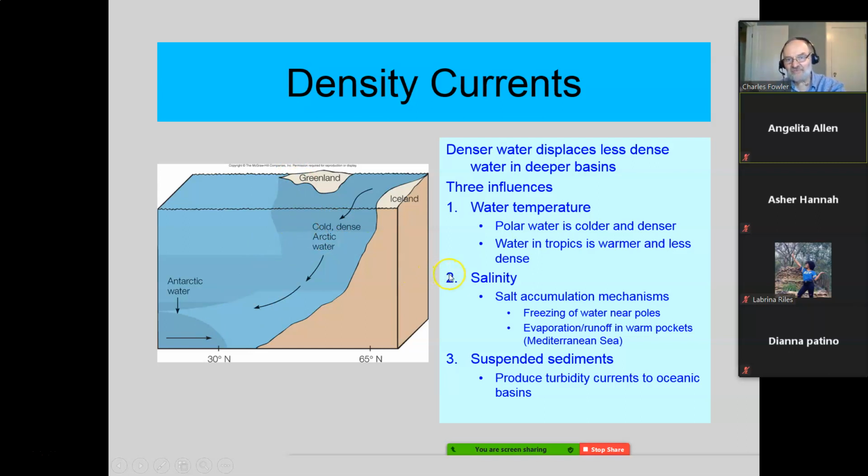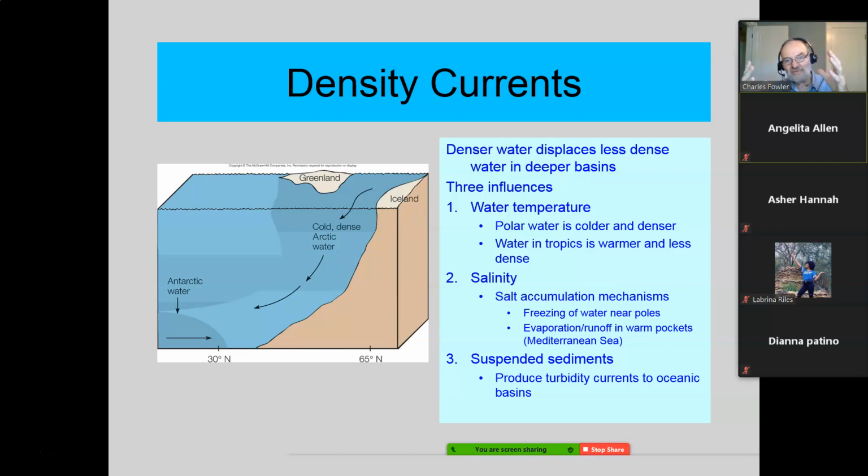Another thing that creates density currents, change of densities, is salinity. Salinity is the salt accumulation, and remember we talked about this earlier in this chapter. And they said back then it doesn't create a huge effect, but there is some effect. Okay? Now, what increases the salinity? One thing is freezing of water near the poles.